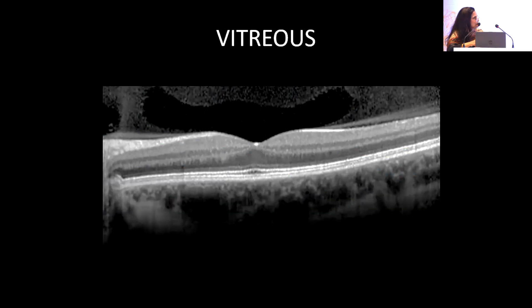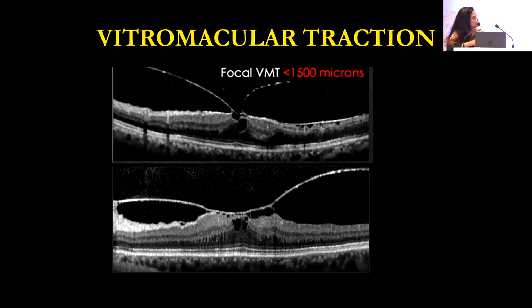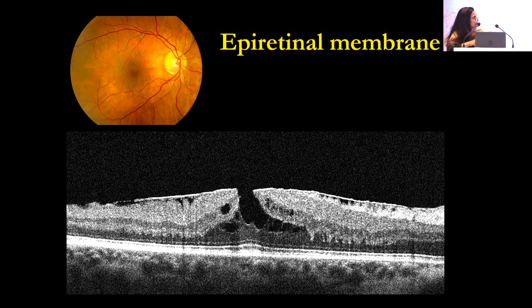You can see the vitreous here on the OCT very clearly, and you can see whether there's any abnormal attachment or an adhesion. So this is a vitreomacular traction. That was a vitreomacular adhesion. A traction would distort the retinal layers. An epiretinal membrane causing a lamellar hole here.